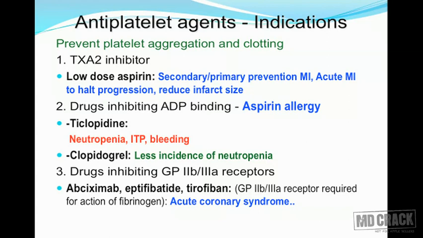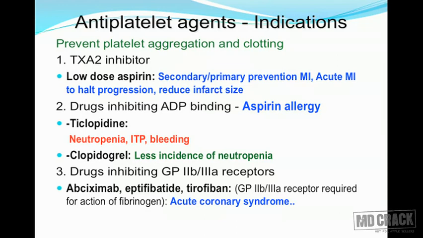So apixaban and eptifibatide and tirofiban are GP2B3A antagonists, and by blocking the GP2B3A receptor, ultimately they are going to block the action of fibrinogen, and this is how they are going to lead to the antiplatelet effect. They are extremely valuable in patients with acute coronary syndrome to save the life. They are the patients in which there is imminent myocardial infarction and you need to do something very emergently, and apixaban can come to your help, and it produces antiplatelet effect and is useful for acute coronary syndrome.